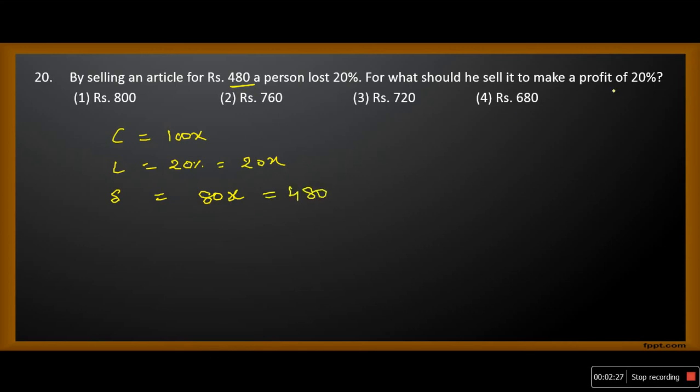Now he wants to get a profit of 20%. So to get 20% as profit, he has to sell the good for 120x, which is equivalent to 480 by 80 into 120, which is equal to 720. The answer is option 3.